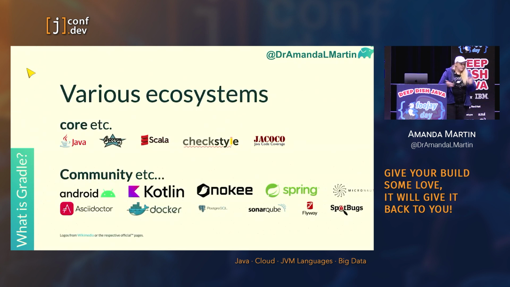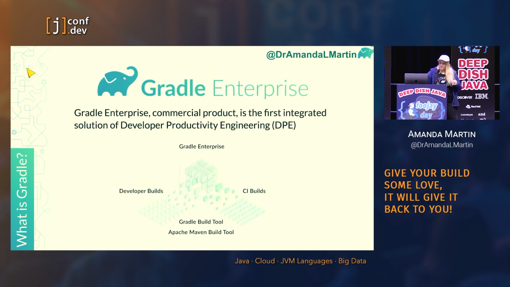You see us in Java, which is why we're here, in Groovy, of course, in Scala, and then a whole bunch of other places. We also are in Kotlin. I heard some people talking about Kotlin in the hallway track, which is pretty cool because we really like Kotlin. We also have Gradle Enterprise, which is essentially what funds us as an open source community. And this is what Justin gave his talk about, which is all about developer productivity engineering.